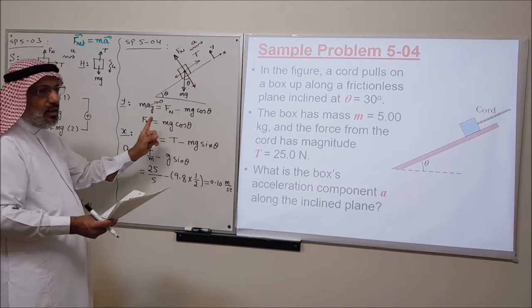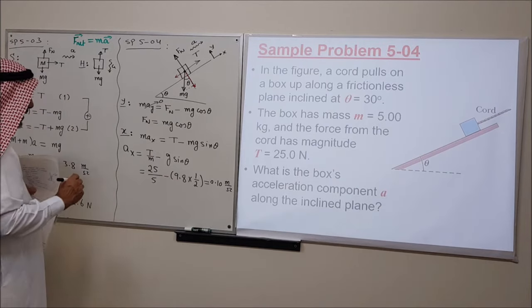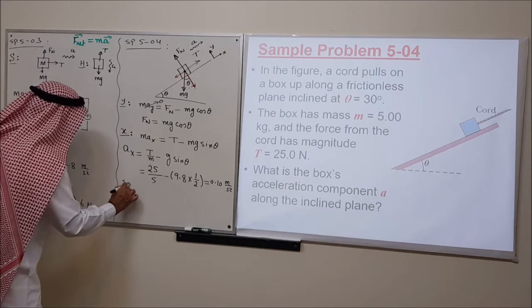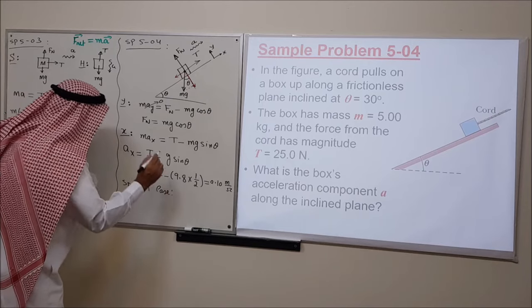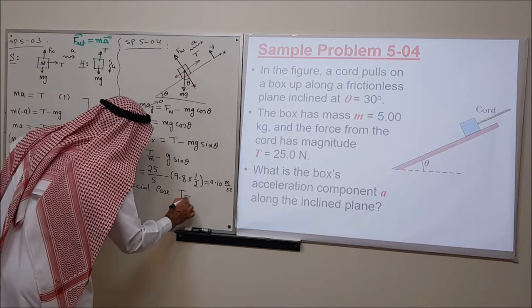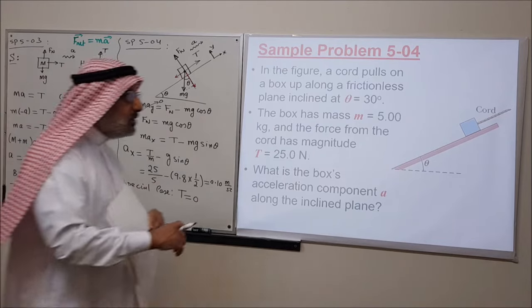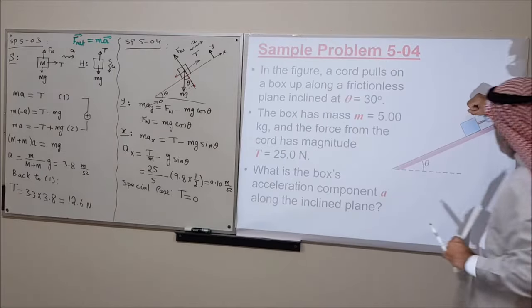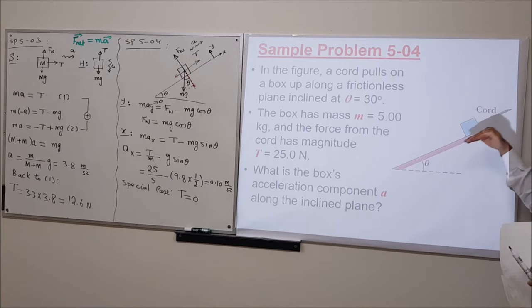In that case, the acceleration will be negative. Now let's take a special case, a very important special case. And that is, what if T is equal to zero? If we don't have tension, that means we bring the box and just put it at the top of the incline and release it. Remember that this is a frictionless incline.